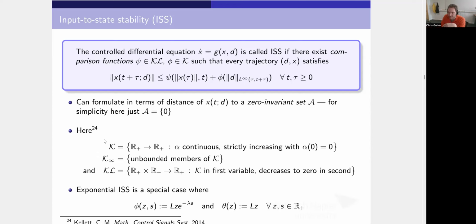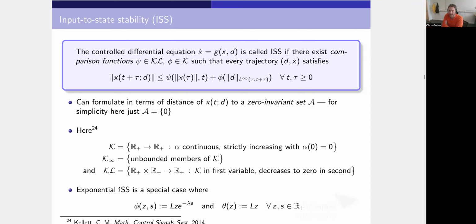So these comparison functions are very useful in nonlinear stability. I'm sure this is known. So K functions are continuous, strictly increasing and 0 at 0, K infinity unbounded ones, and then KL are K in their first variable, fixed second variable, and converge to 0 in their second variable for fixed first variable.